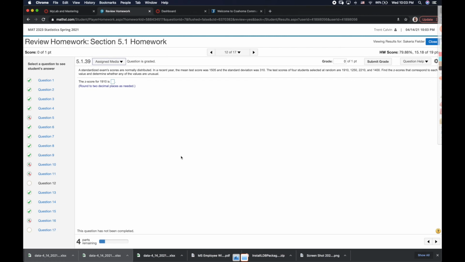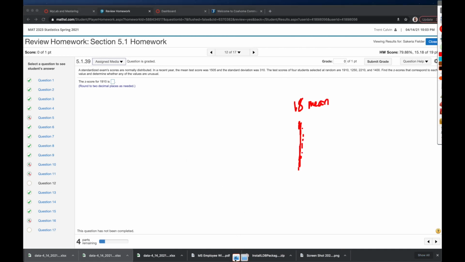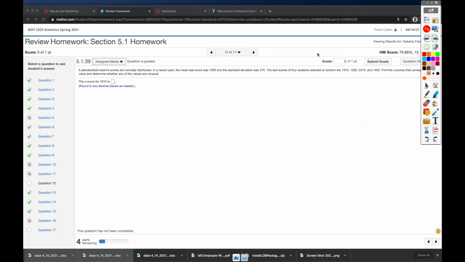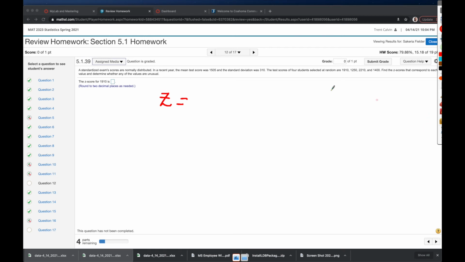Z-score. So remember, there's a formula for a Z-score. Let me write it down for you. To find my Z-score, Z is equal to X minus your mean over your standard deviation. So it's going to be X minus my mean over my standard deviation.